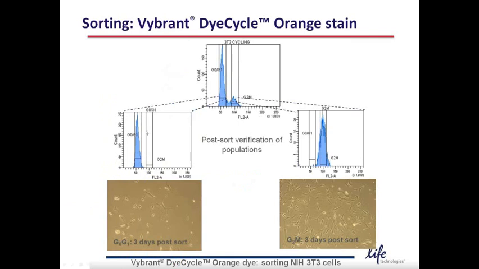The dyes themselves don't affect the cell growth of those cells, and you can see here that we've sorted our cell population into G0, G1 on the left-hand side and G2M on the right-hand side, and we've then replated those cells after sorting and watched as they regrow 3 days after the sorting event. You can see that in both cases, the cells continue to grow post-sort. So then you can continue to look at effects of your treatment and additional treatments post initial assay.